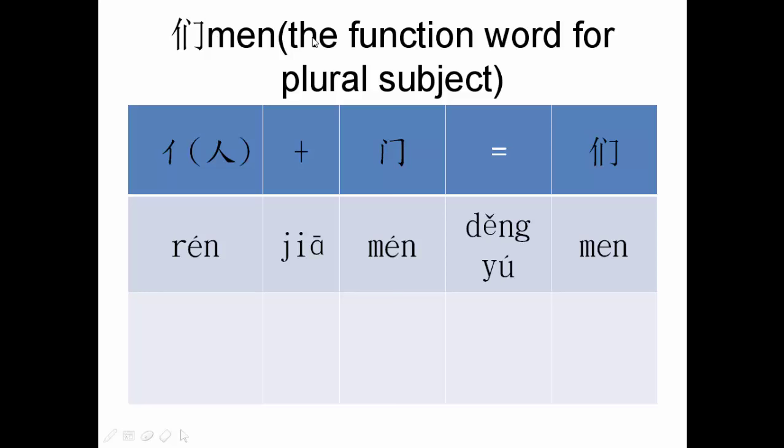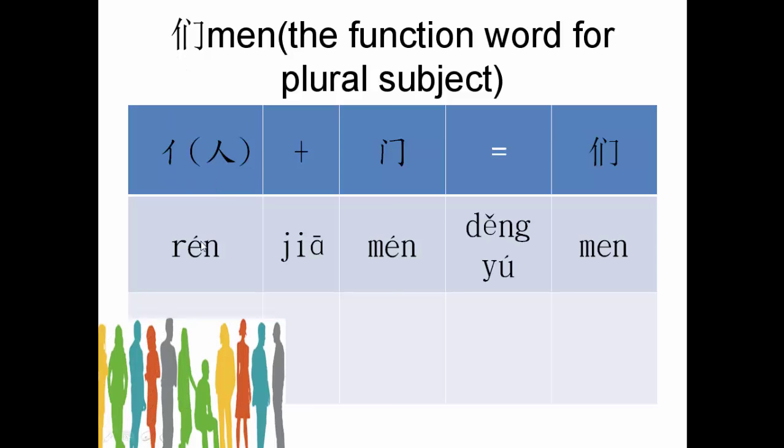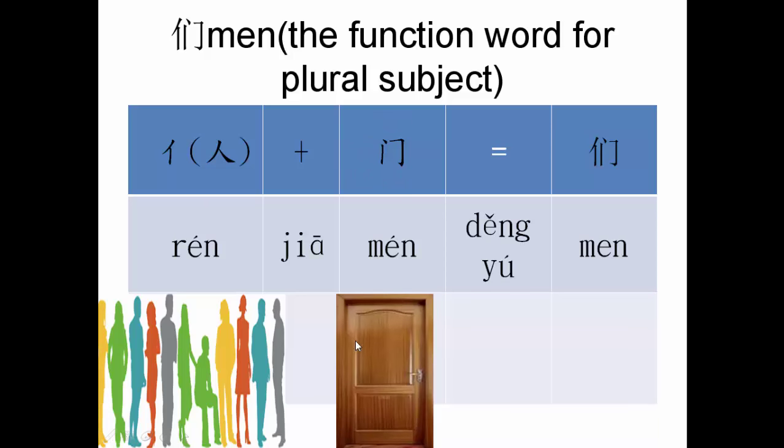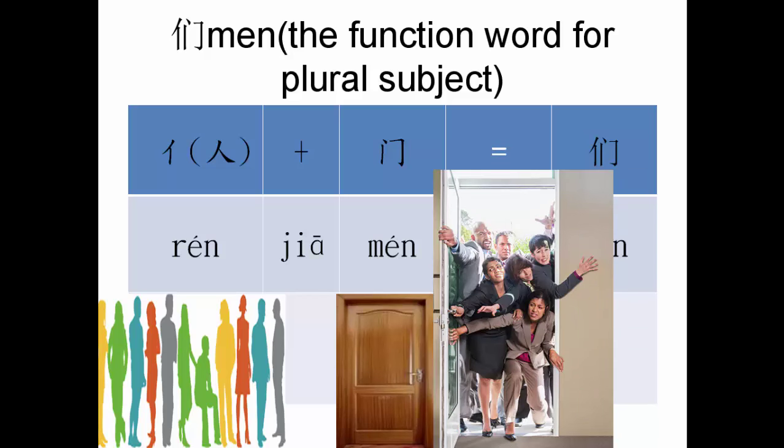们 is a neutral tone. It means the function word for plural subjects. But how do we write 们? You see, it's combined by two parts. The first one is 亻, it means people. And this one, the right one, is 门. 门 means a door. If we see a lot of people standing in front of the door, it looks like this one. So we put people next to the door, and it means we, you, they.